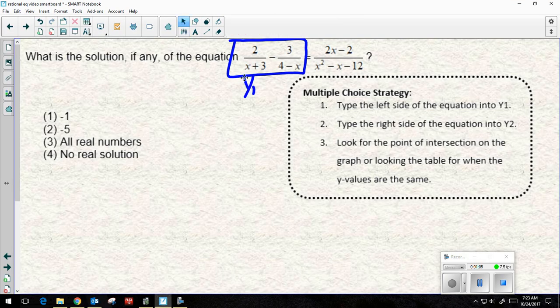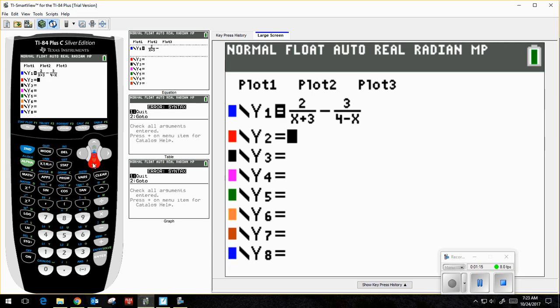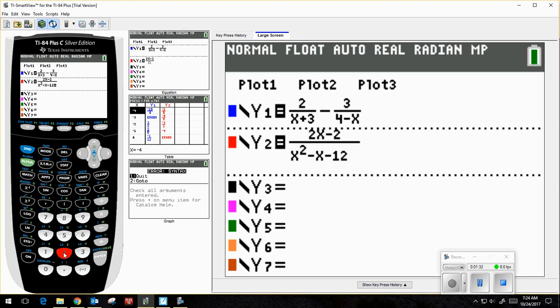The second step is to put the right side of the equation into y2. So I'm going to go back to my calculator, go down to y2, set up another fraction, alpha y equals, enter, 2x minus 2, hit my down arrow, x squared minus x minus 12. And now you either want to look for the point of intersection on the graph, or you want to look at your table for when the y values are the same.